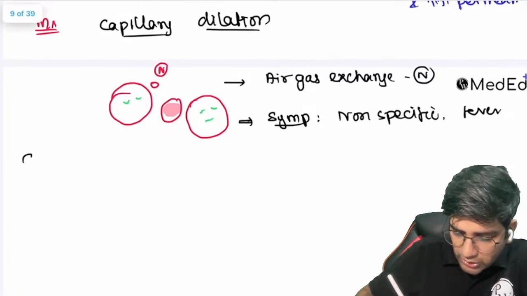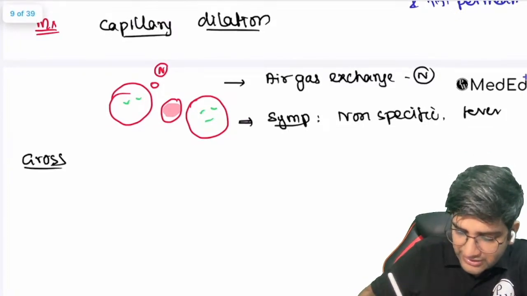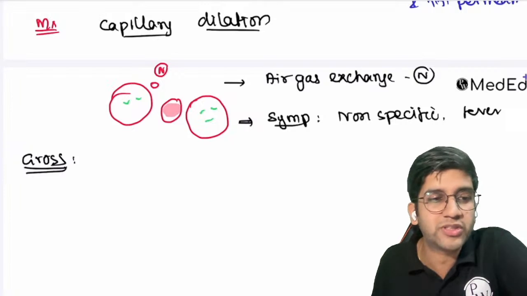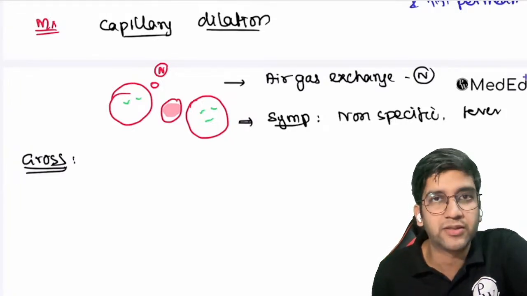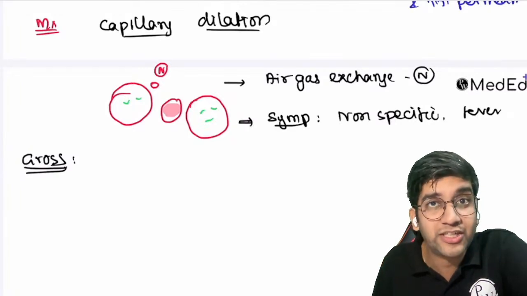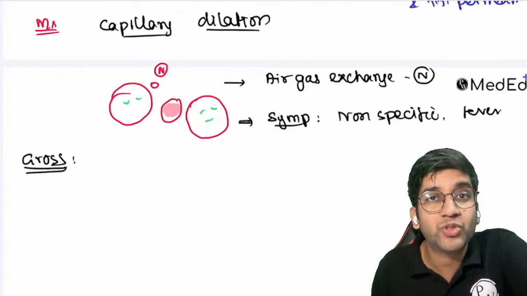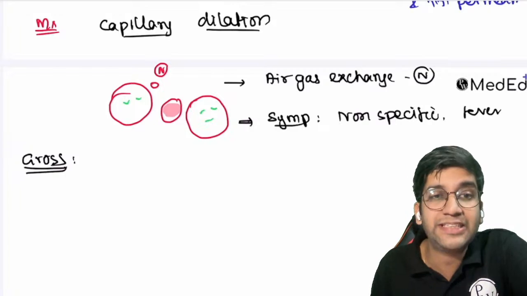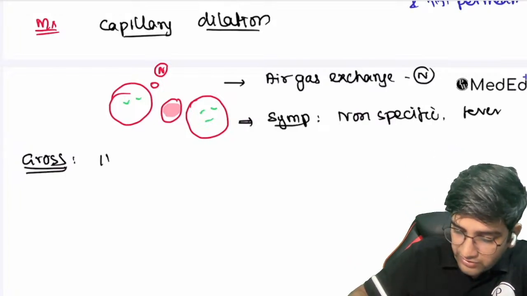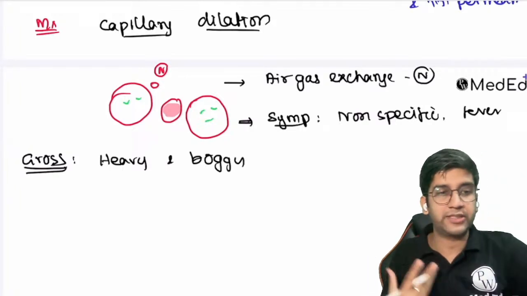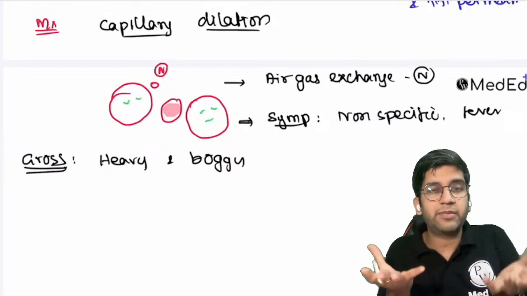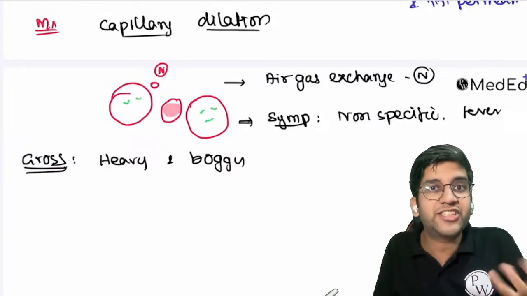Now, if you look at the gross appearance of the lung, it's just for theoretical purposes. No one is going to look at the gross or microscopy. What do you think will happen to the weight of the lung? I'm having vasodilatation. Imagine almost 50% of the capillaries in the lung being dilated. Can I say the lung will become heavy? The exact term given in Robbins is heavy and boggy. Increased and full of blood. It's a congested organ, right?